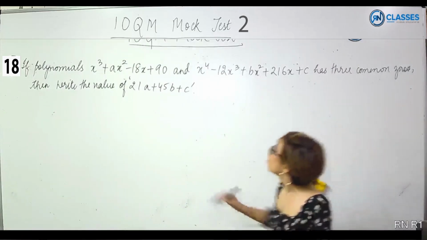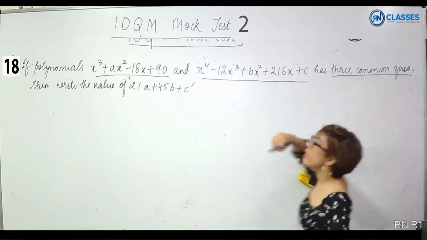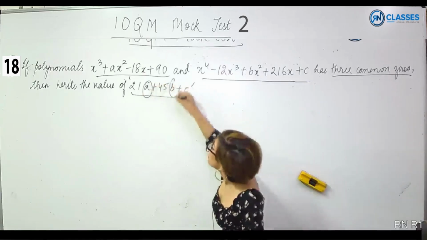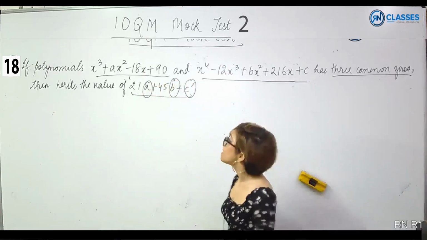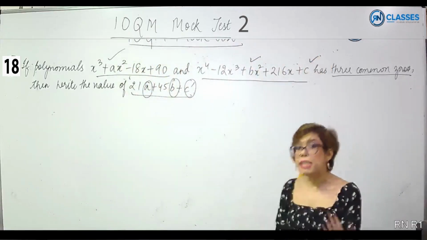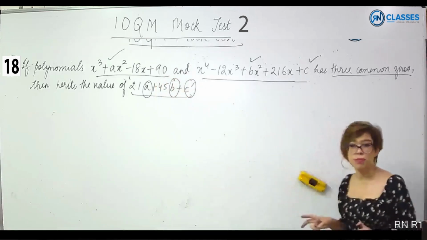Now, he says if these polynomials have 3 common zeros, then write the value of this combination. Obviously, if I can find out A, B, and C, my problem will be solved. Where is A? A is here, B is here, and C is here. The condition given to us is that the polynomials have 3 common zeros.